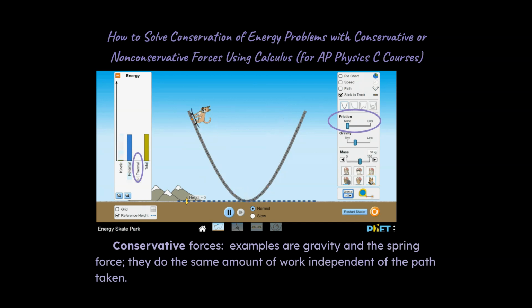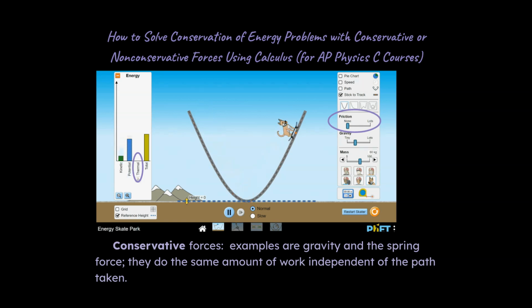Hey, welcome. Today we're going to be talking about how to solve conservation of energy problems with conservative or non-conservative forces using calculus for AP Physics classes, so mechanics or E&M. So let's go ahead and get to it.